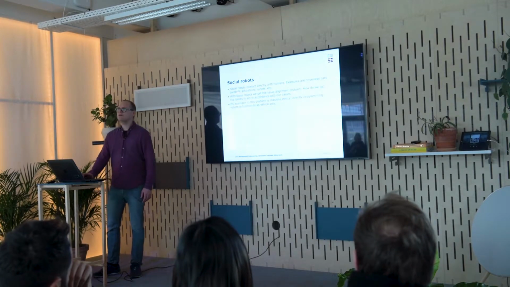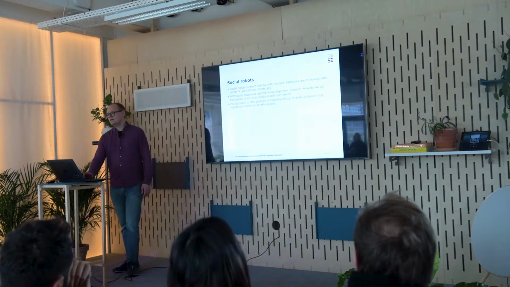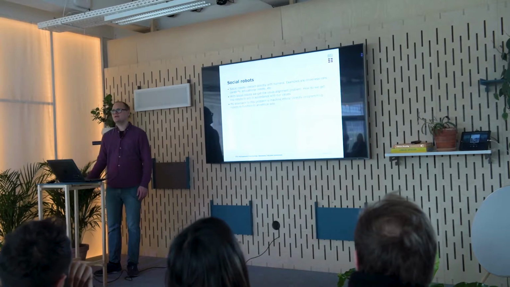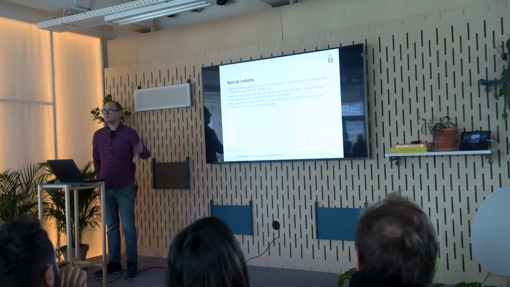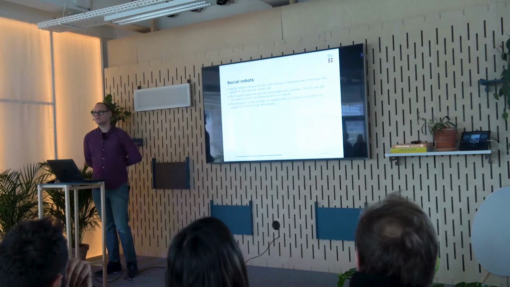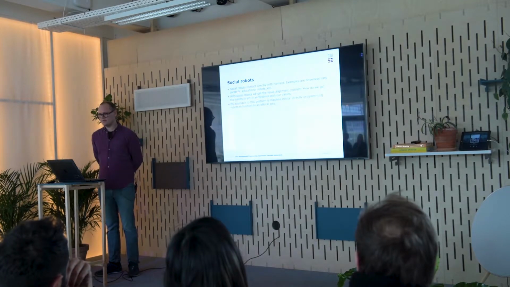So first, what is a social robot? A social robot is a robot that interacts directly with people. Examples are driverless cars, care bots that could take care of elderly people, for instance, or children, and educational robots.